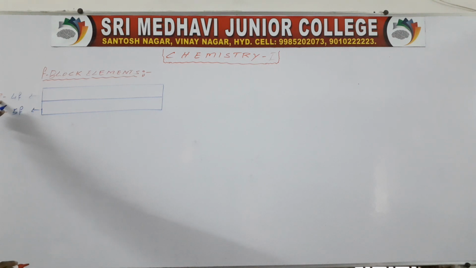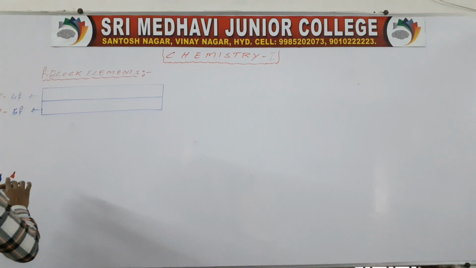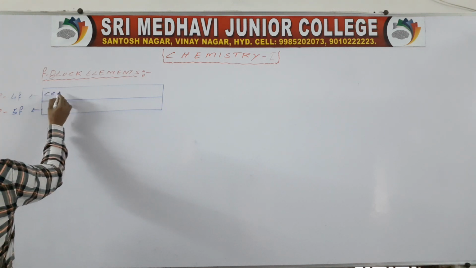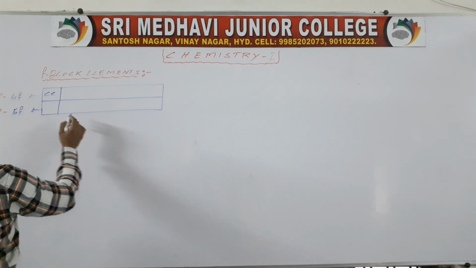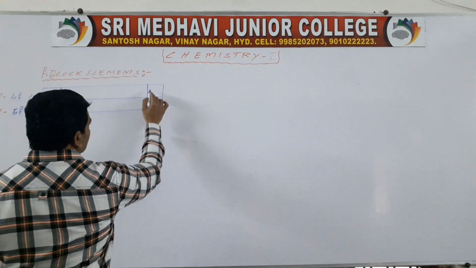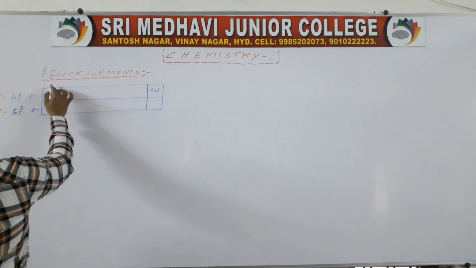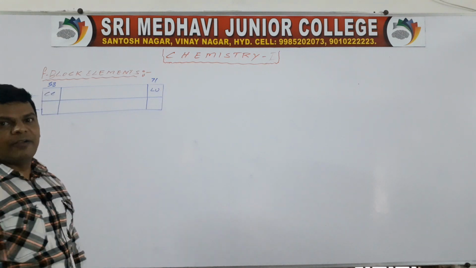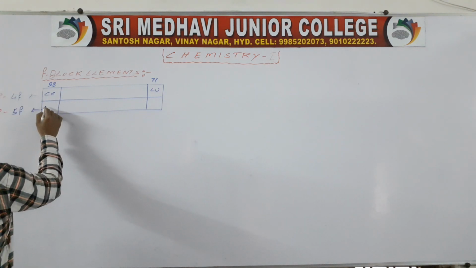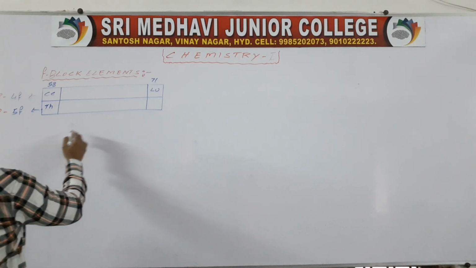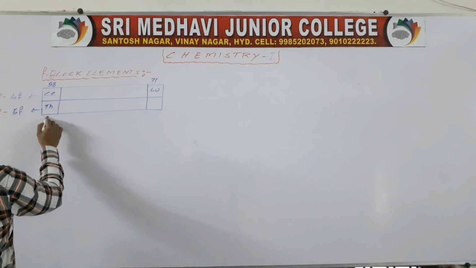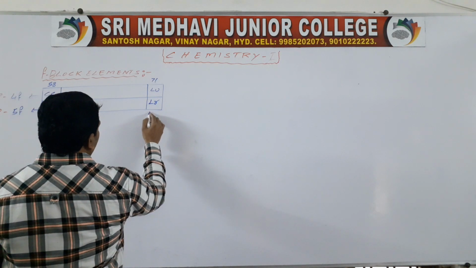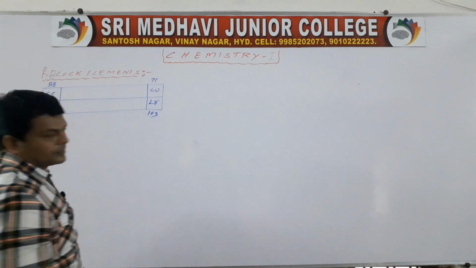The 4F series starts with cerium, after lanthanum, and ends with lutetium. Its atomic number is 58 for cerium and 71 for the last element. Next, the 5F series starts with thorium, atomic number 90, and ends with lawrencium, atomic number 103.